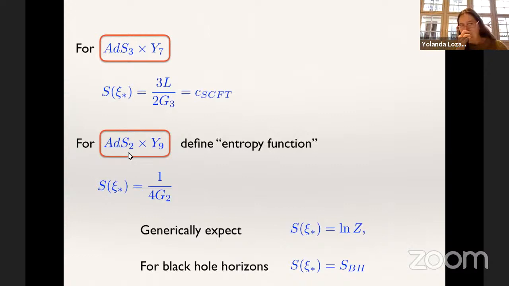Also, if the AdS2 is the near horizon of a black hole, then this 1 on G2 corresponds to the Bekenstein-Hawking entropy of the black hole. So in that case, this variational principle is now a variational principle for black hole entropy. Now, we don't know the necessary and sufficient conditions for these geometries to arise as the near horizon limit of a black hole. But what I'm saying is when they do, this principle corresponds to an extremization principle for the black hole entropy.